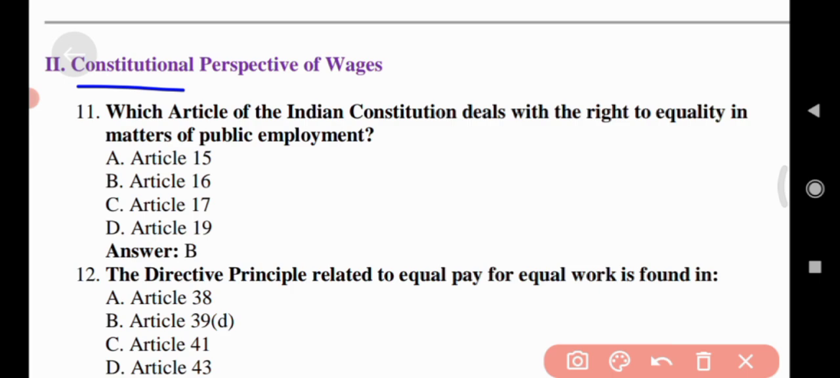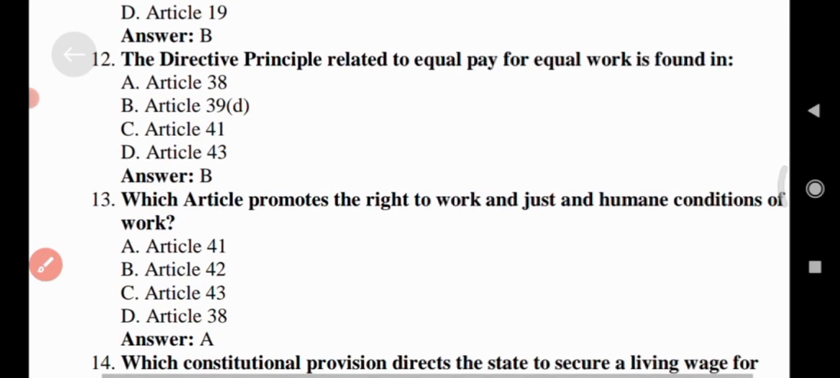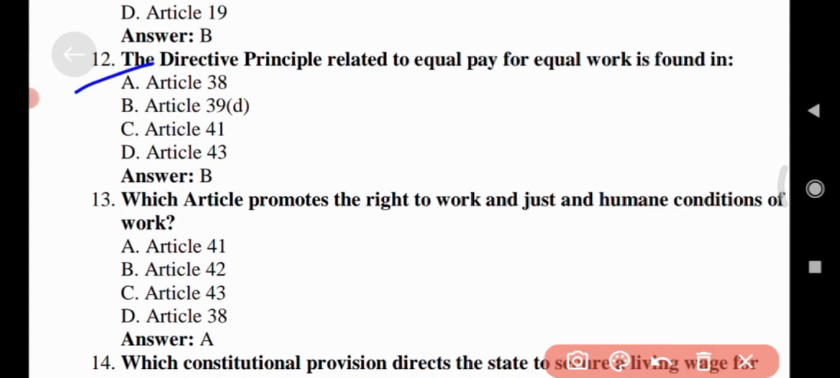Constitutional perspective of wages. Which article of the Indian Constitution deals with the right to equality in matters of public employment? Option B: Article 16. The directive principle related to equal pay for equal work is found in option B: Article 39D.